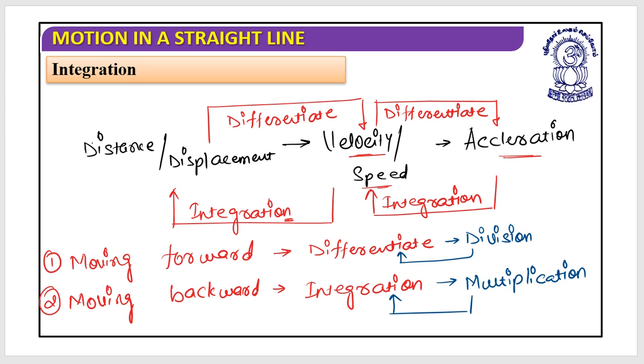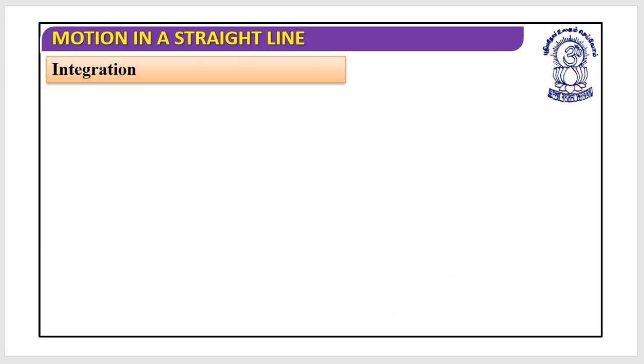So can you complete all the dots? Are you able to do this? Are you sure? Yes. Moving forward is differentiation. Moving backward would be integration. If I need to divide two terms, it would be a kind of differentiation. And if I need to multiply two terms, it would be a kind of integration. So are you done with this? Are you sure? Let's look at the numericals.